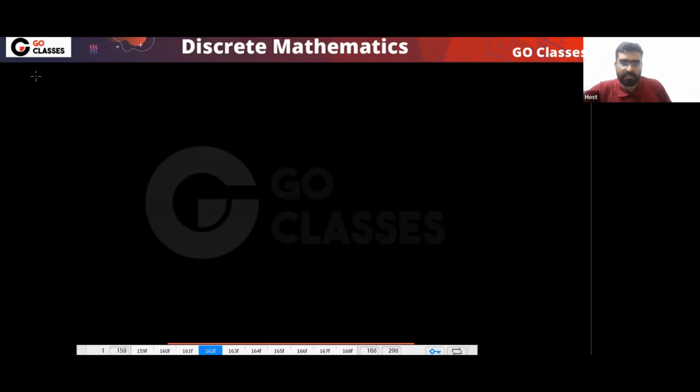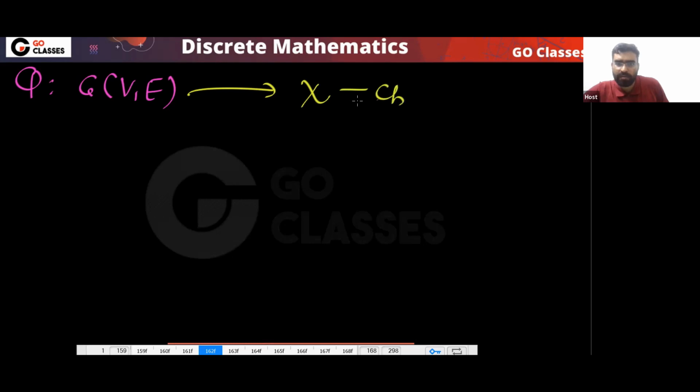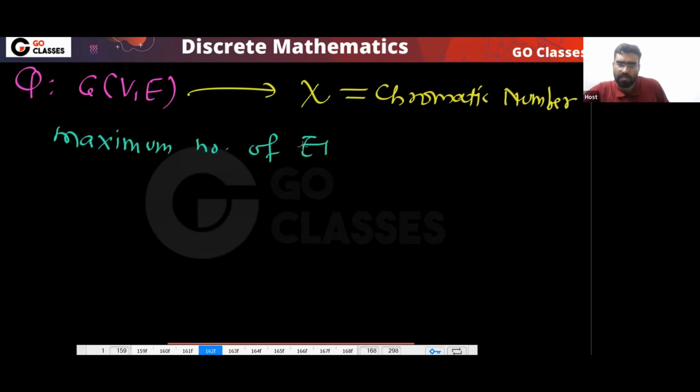Now, maximum how many edges can be there? This is the next question. If your graph is like this, and let's assume zeta is the chromatic number, then what is the maximum number of edges you can have? This is actually very simple.